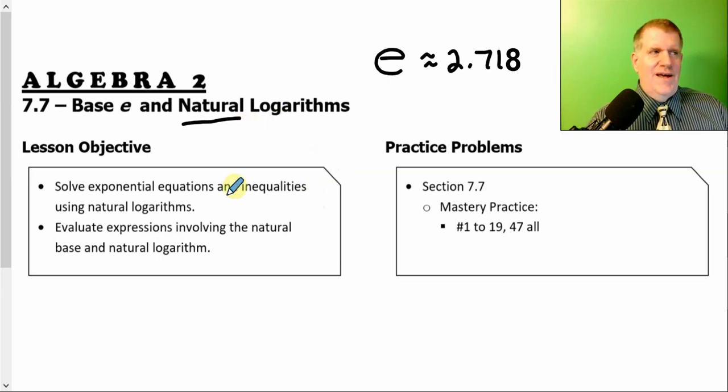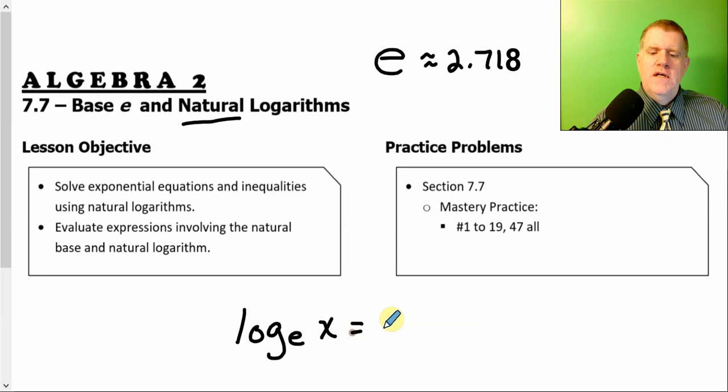Now, I'm making another video. If you're interested in where that comes from, I'm going to go into more detail about it. But for now, we're going to basically assume this. A log with a base of e is now going to be rewritten as natural log.